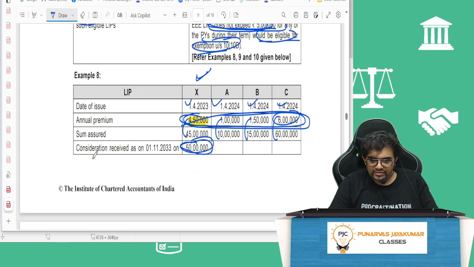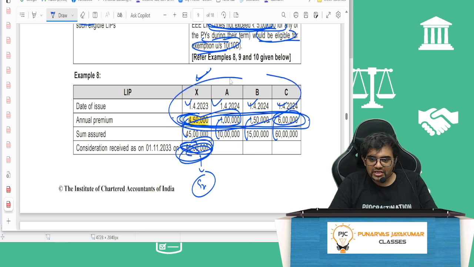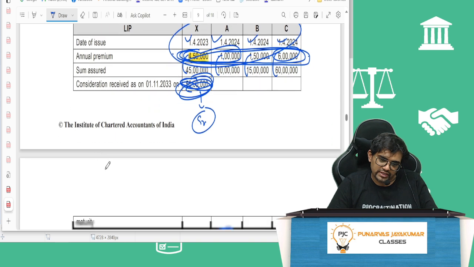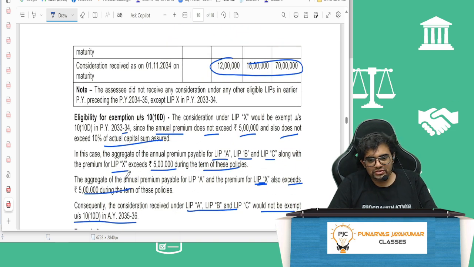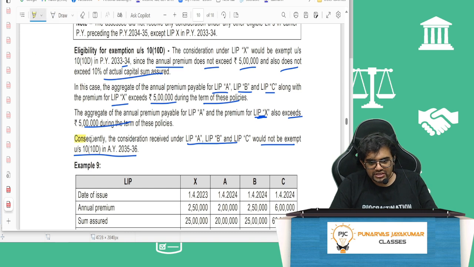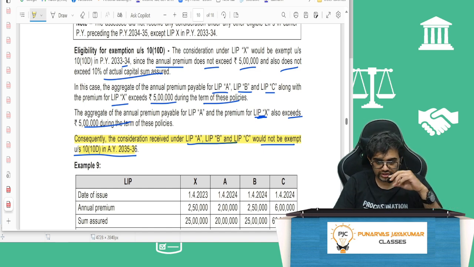So, for example, if all these put together was just 1 lakh, 1 lakh, 1 lakh, 1 lakh, then you will get exemption. But here aggregate all put together is more than 5 lakh, hence there will be no exemption. Once you have already claimed exemption, for remaining you will not be able to take exemption. That is this rule. They have given very good examples, so just follow this. Consequently, the consideration received under LIP A, B and C would not be exempt under 10(10D). So these examples will help you.